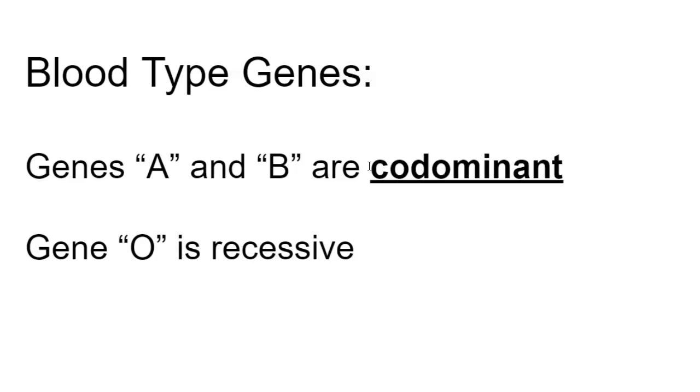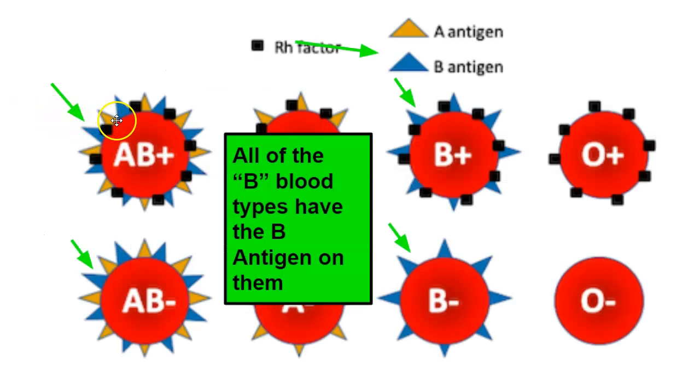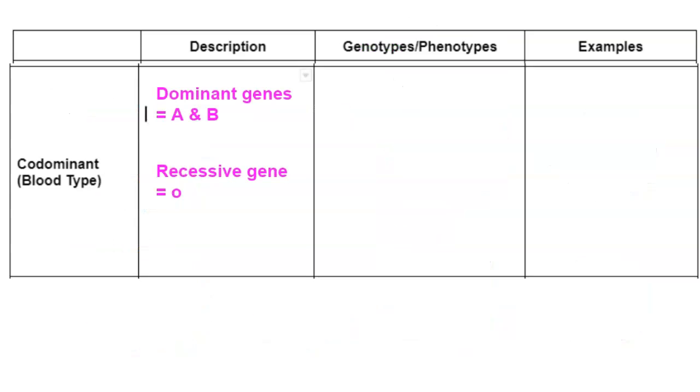In incomplete dominance, we had two dominant genes, but this is going to be different. Remember, in incomplete dominance the two genes blended together. Here they're not going to blend together. Here what's happening is we're actually going to have both of the proteins showing up. So for example, on our A and our B, we have both that orange A antigen and the blue B antigen.